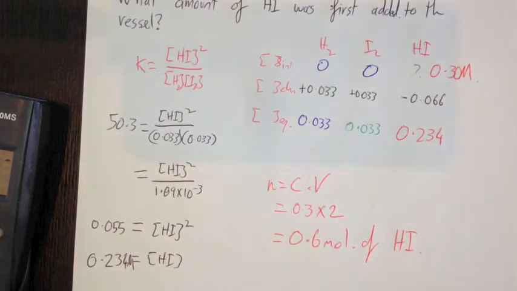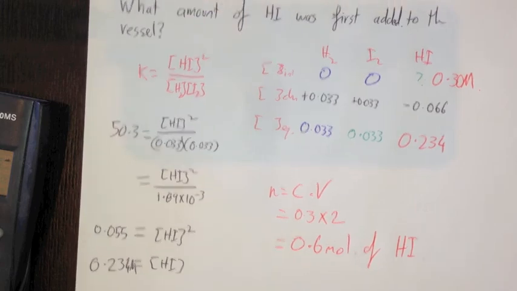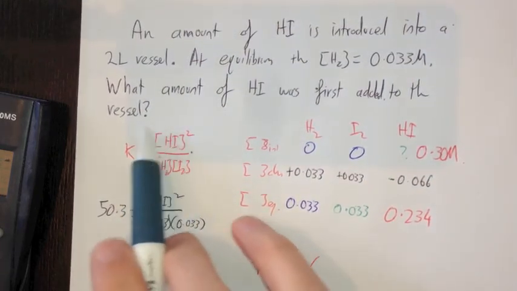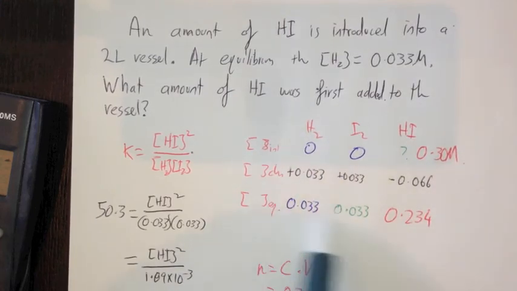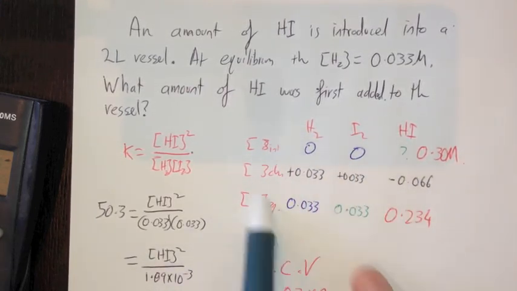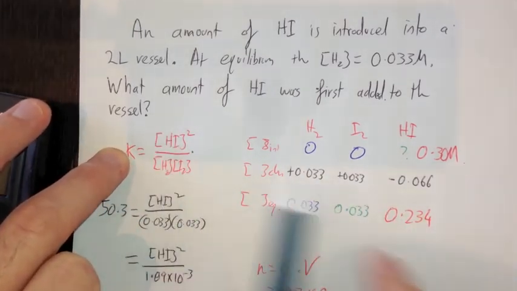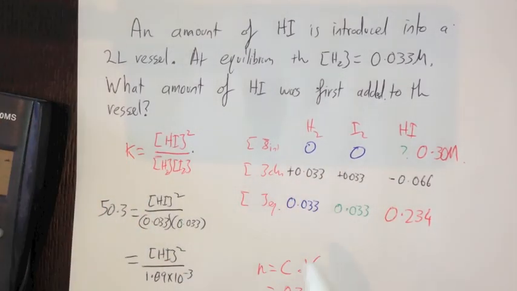Now, it's a difficult question if you don't know where to start. I started with writing my K value down and doing this table here. Then I tried to look at what I can use to work these out. Through writing everything down, I was able to work through this question.